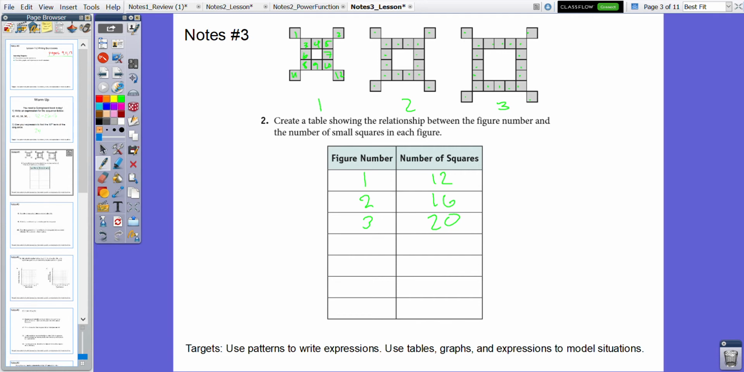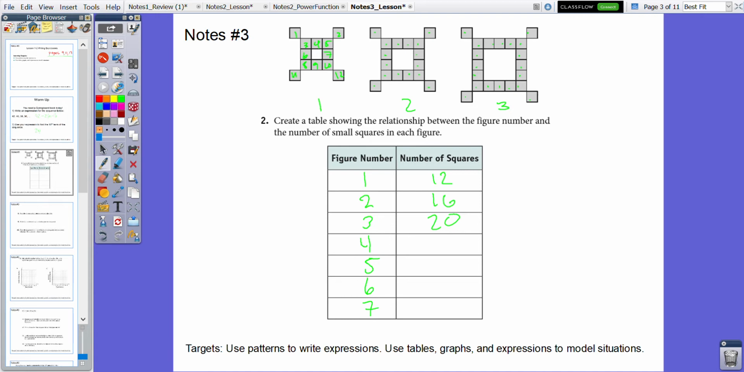Now just like we saw in the last lesson, we're given just the first 3 numbers in a sequence, the first 3 terms. If we're assuming that this pattern goes on forever, it says create a table showing the relationship between the figure number and the number of small squares in each figure. So we keep going with this: 4, 5, 6, 7.